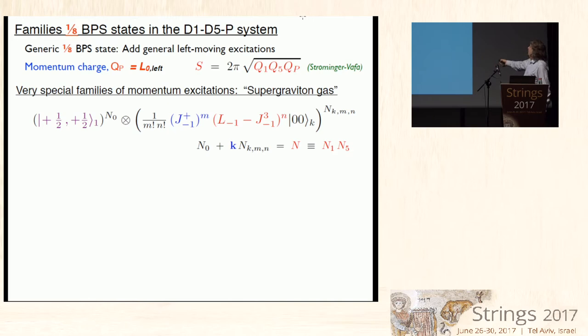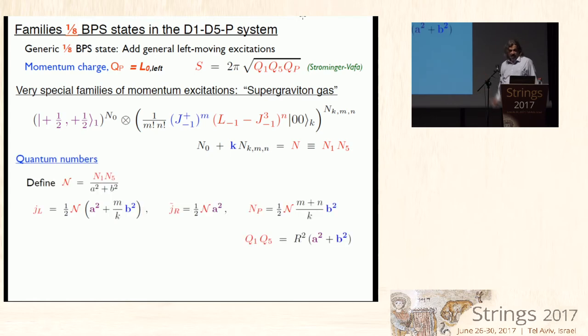And similarly, with L minus 1, J3 minus 1. The interesting thing about these operators is they commute with each other, so it's sort of intrinsically abelian. And now we've got the length of the strands here, and we can load them up with M of these and N of these. And this splitting of N1 and N5 is reflected in the splitting of the strands in the picture.